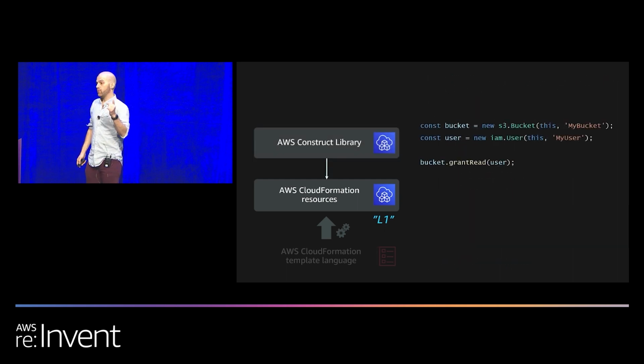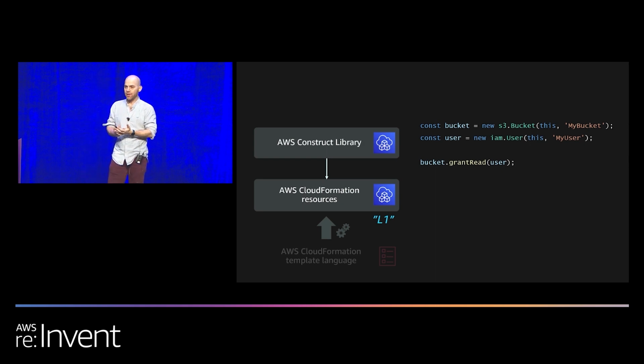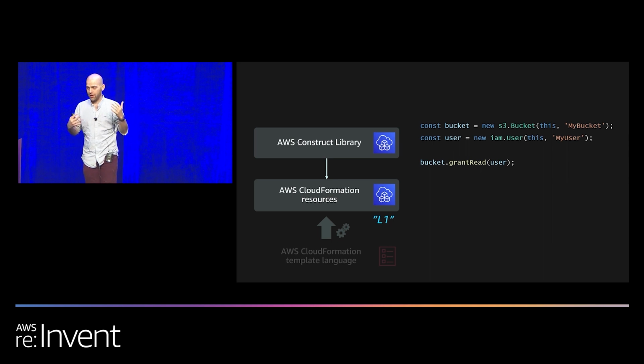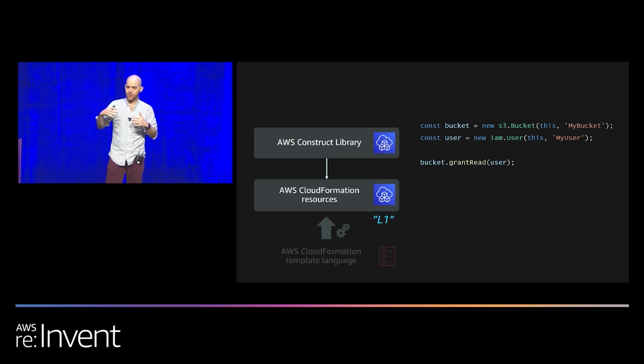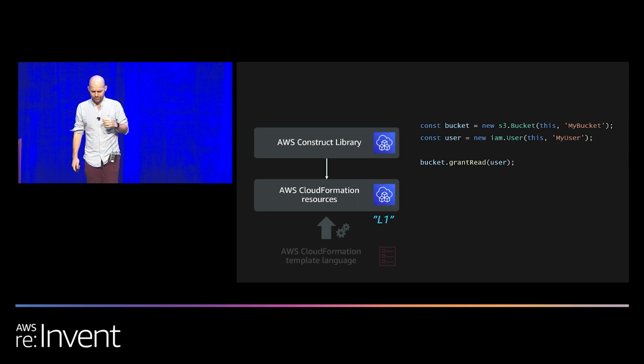Using those level 1 resources, we built something called the AWS Construct Library. You may have recognized it from the title of this talk. And this is where we add the magic that makes CDK so efficient. This is where we really boil it down to just expressing your intent, and the rest just happens. So in this case, it really boils down to just the bucket, the user, and the read permissions.